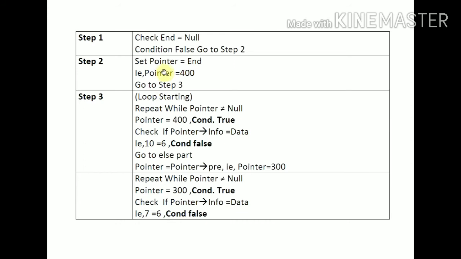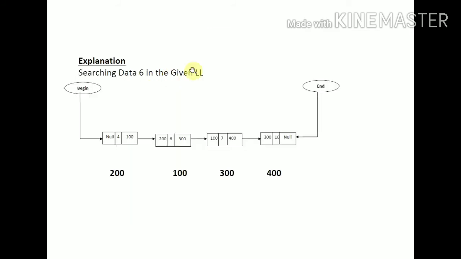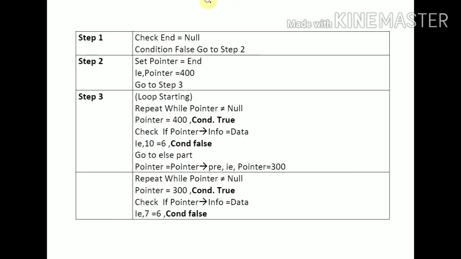In step 2, we assign the end value into the pointer variable. So into that pointer variable we store the value 400. Here you can see this is the end value, and this particular value we store into the pointer variable. Now we go to step 3. In step 3, we repeat this condition; it is actually a loop we are starting: pointer not equal to null.